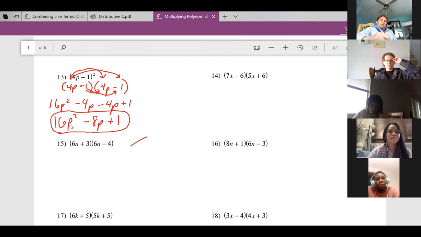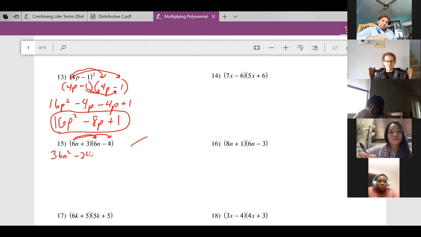Okay, let's look at number 15. I have 6n, I'm gonna distribute that to 6n, and I get 36n squared. I have 6n times negative 4, and I get negative 24n. And then distribute your next pair of numbers. You've got 3 times 6n, you get 18n. And then you've got your 3 times negative 4, and you should get negative 12.